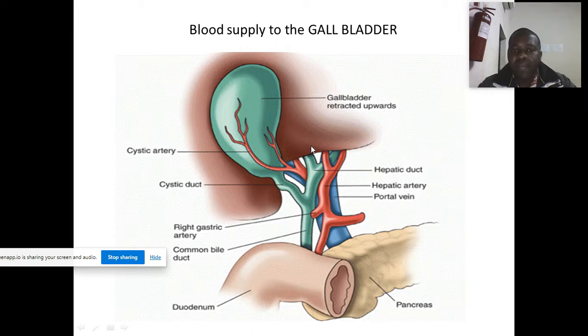I haven't put anything to do with the nervous system, but it's important to know that the gallbladder is under the influence of the vagus nerve, which is cranial nerve number 10. And from your anatomy, you're going to see that it's also under the influence of the celiac plexus.